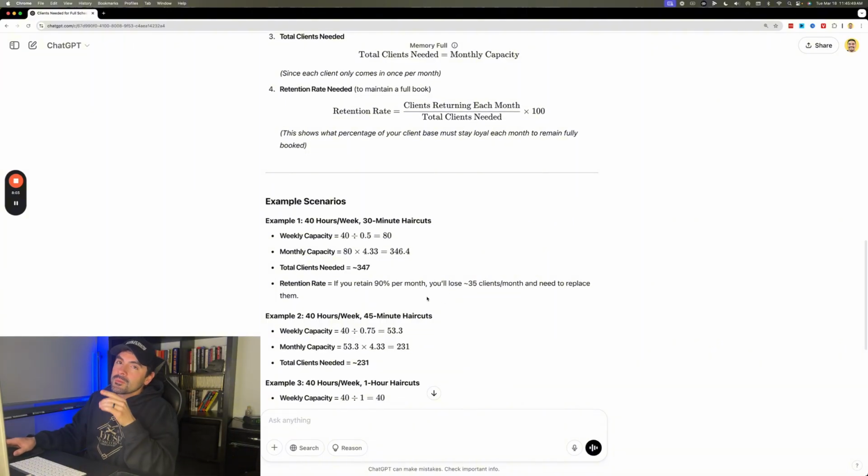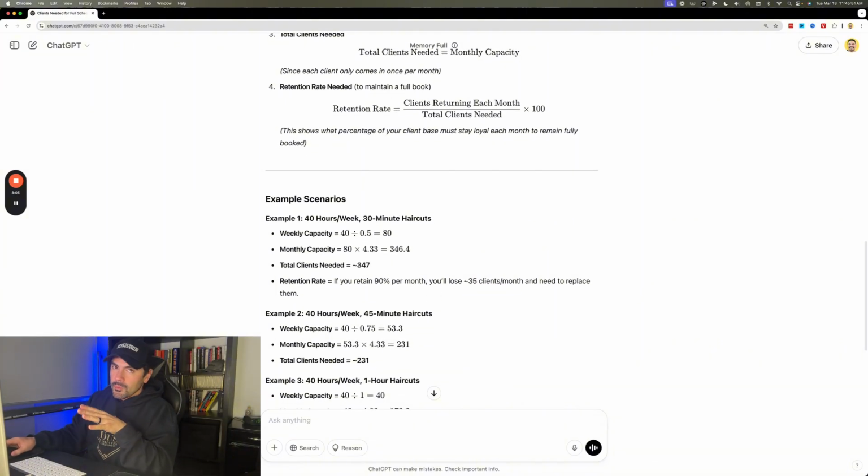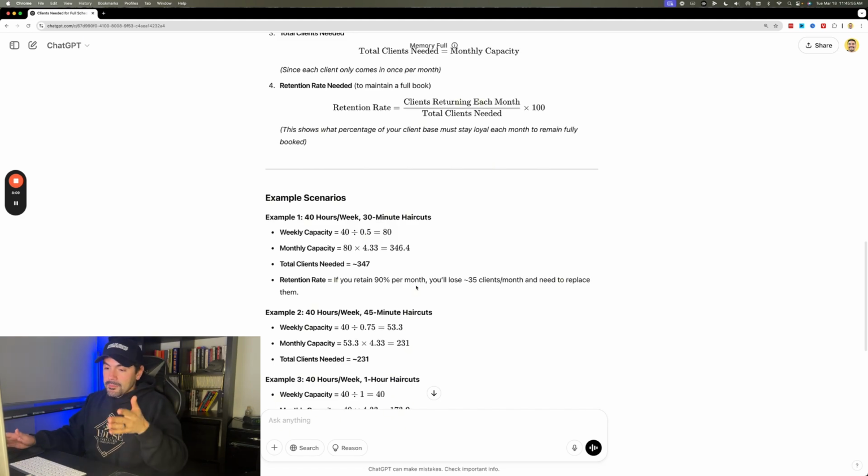So I think a lot of barbers don't understand this point that I just made right here. You can keep a lot of clients maybe if you move shops, but if you don't have a way of replacing the ones that you lose, you're going to end up slowly getting slower and slower over time.